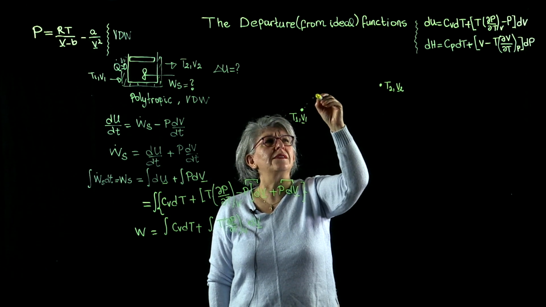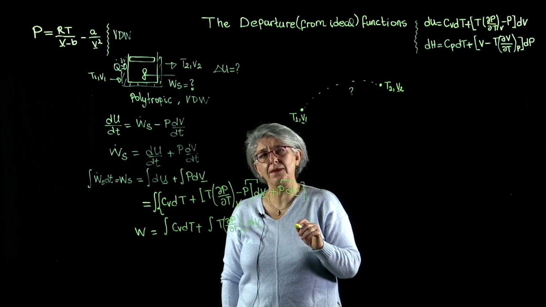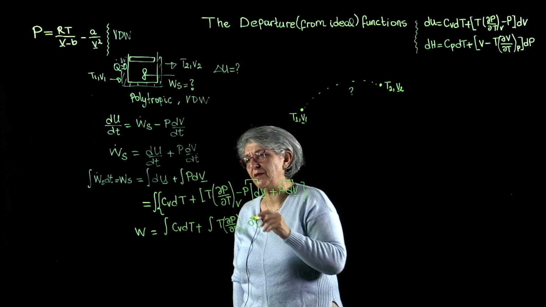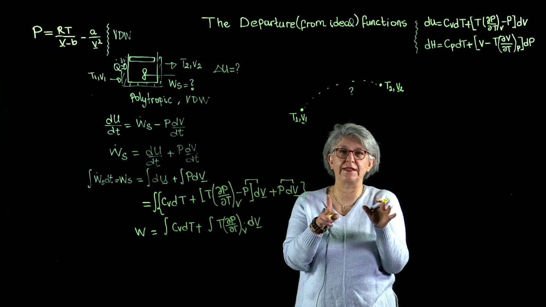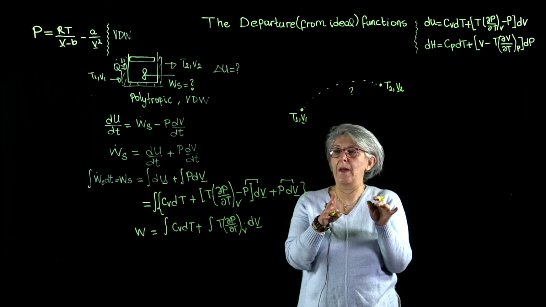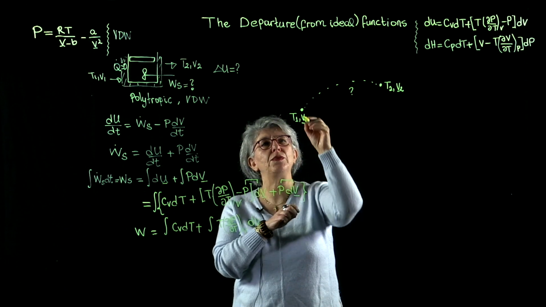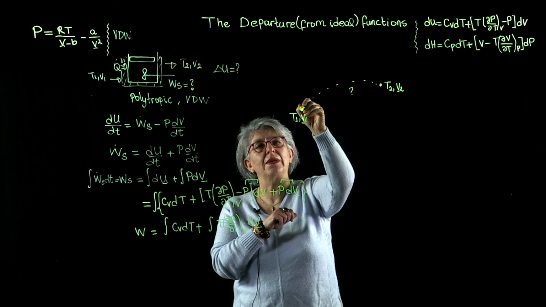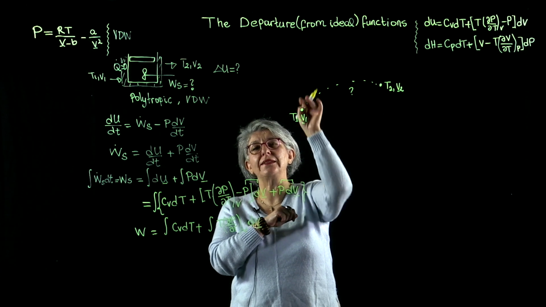We are not informed about the path, but since we are calculating state functions, we don't care. We know the initial and final states, but we don't have the heat capacities. Now what are we going to do? We are going to take this system from where it is to an ideal gas state.